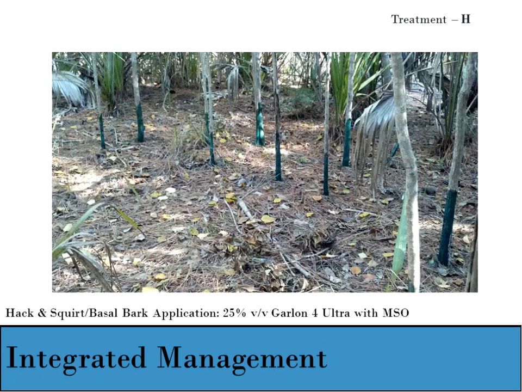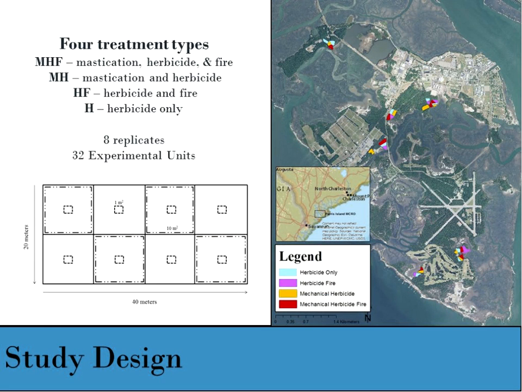And so then we wanted to compare to typical methods of control. So this is sort of our baseline, and our typical methods were what Parris Island had been using in the past, which is that hack and squirt basal bark application of foliar herbicide. So this is the only treatment that happened in this sort of treatment type. And so we were comparing all of our other treatments to this particular treatment.